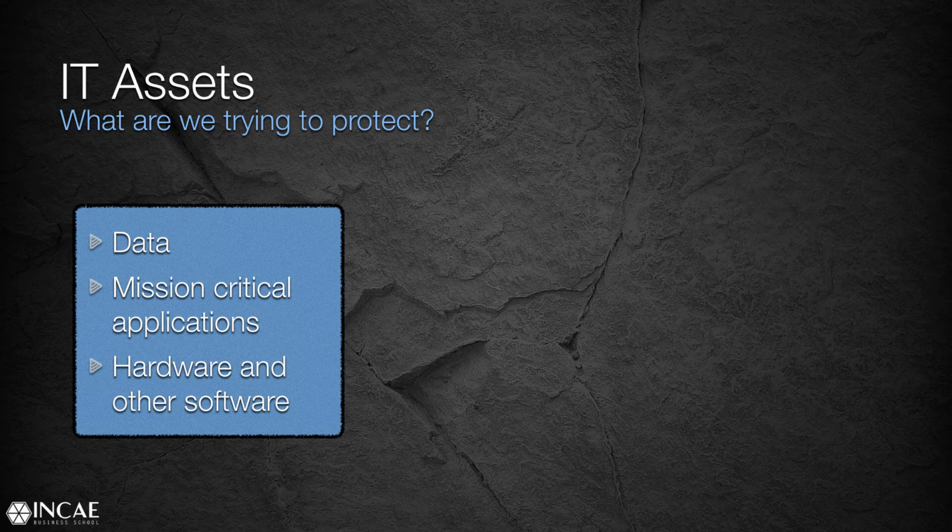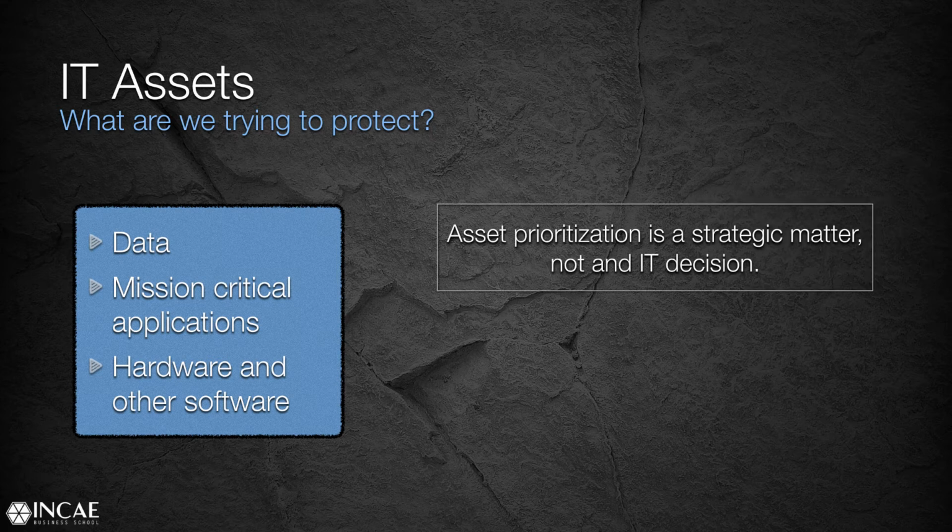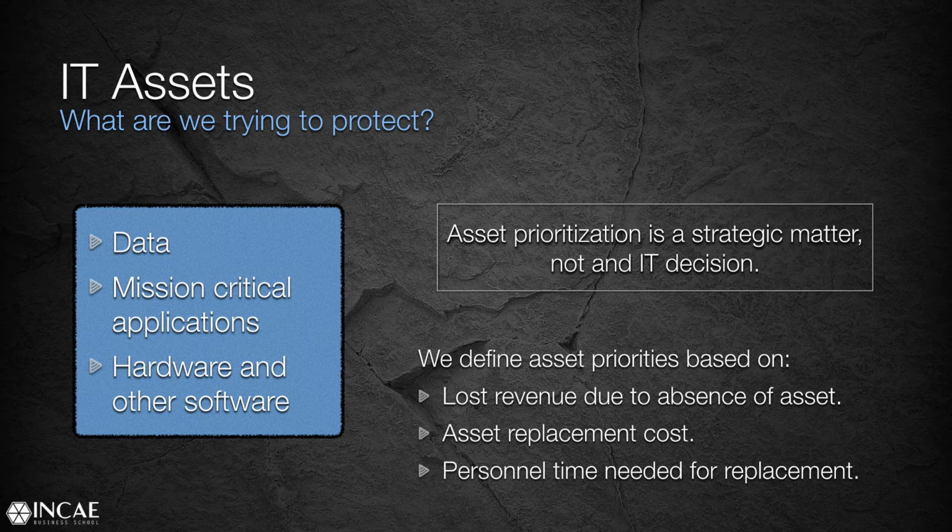Now, something that should be to some extent clear by now is that assigning priority to the assets is a strategic matter, and it is not an IT decision. And by this I mean it is not a decision that should be left exclusively to IT departments. Why? Because the priority of an asset should not be based on its book value. It should not be based on how much the hard drive cost me, how much the server cost me, how much the software license cost me.